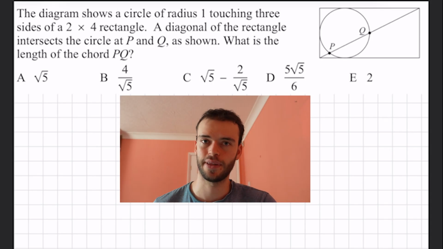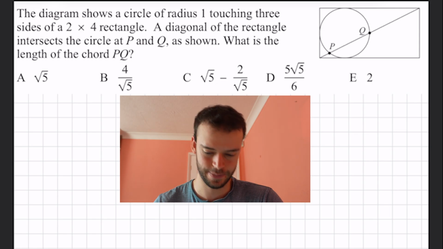Hey guys, and welcome to another maths challenge question. This one looks quite hard. Let's have a read of it together.